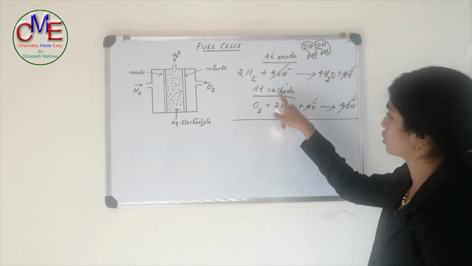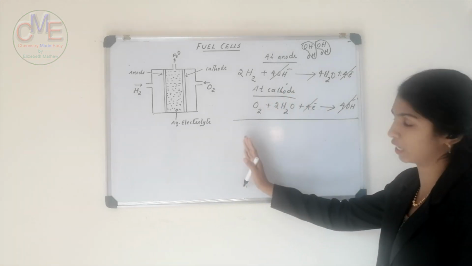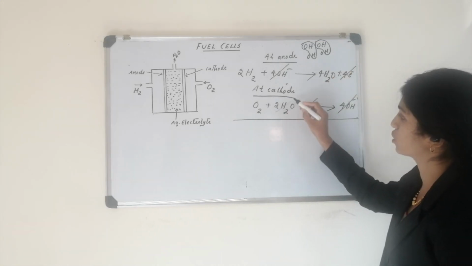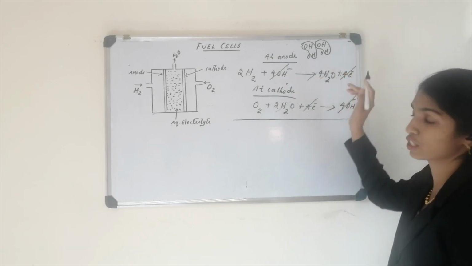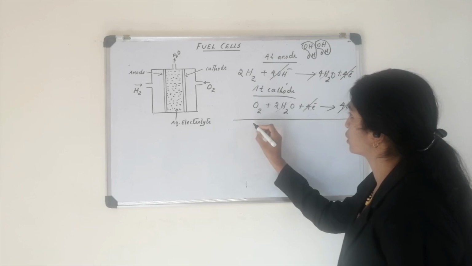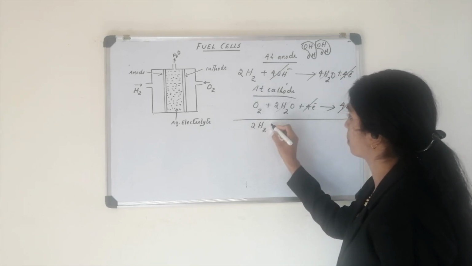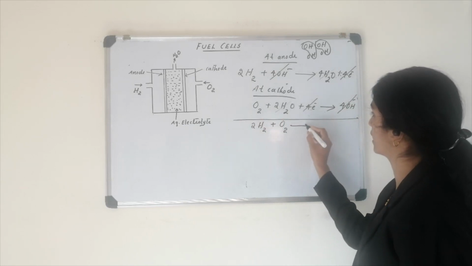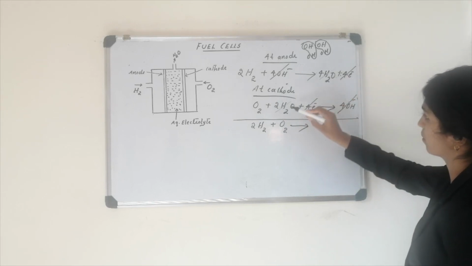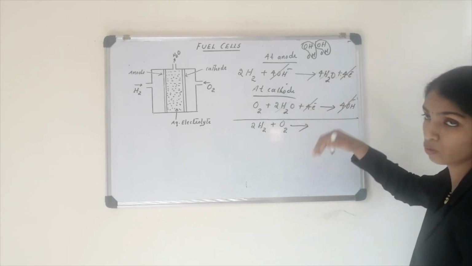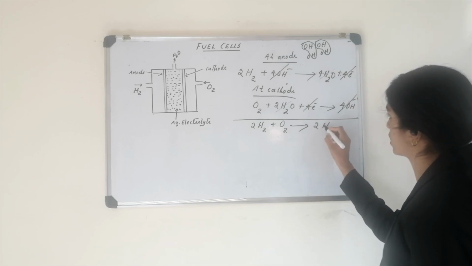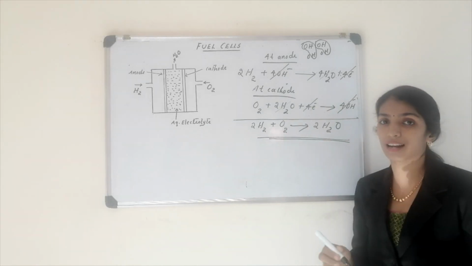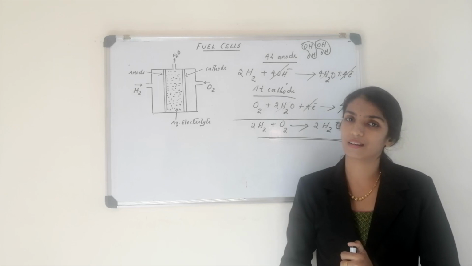Then in this equation, 2H2O is present on the left hand side of the equation, and here 4H2O is present on the right hand side. Out of this 4H2O, 2H2O get cancelled. So what remains? 2H2 plus one oxygen molecule, O2. Then on the right hand side, out of these 4H2O, 2H2O is already cancelled, so 2H2O is there. So 2H2 plus O2 gives 2H2O. This is the net cell reaction which occurs in the fuel cell.